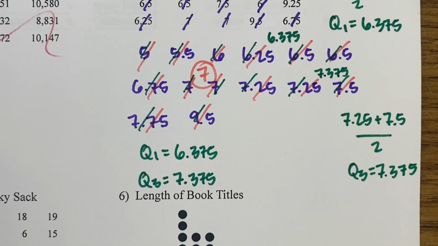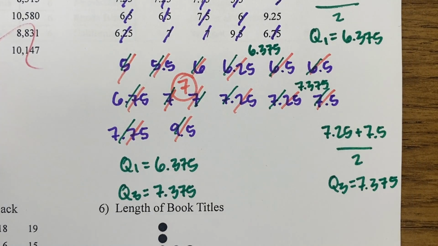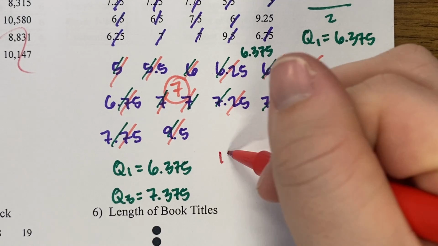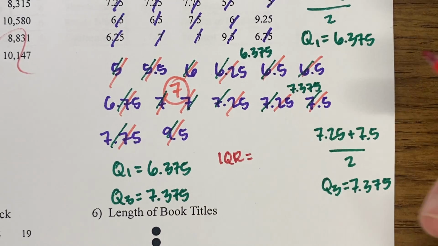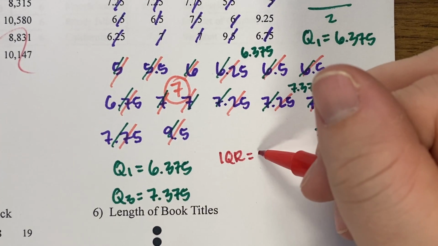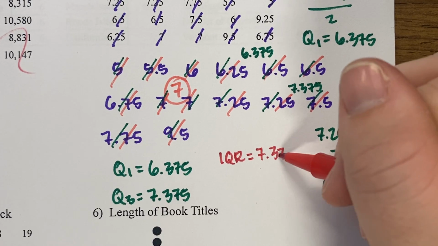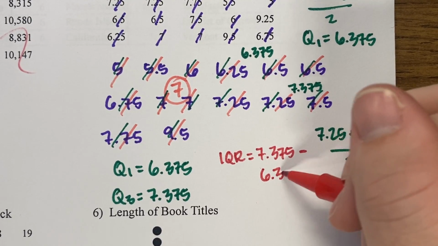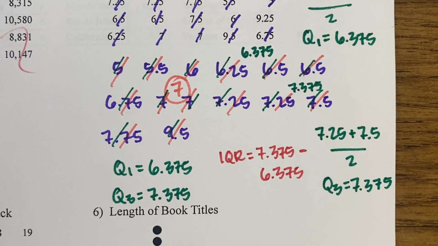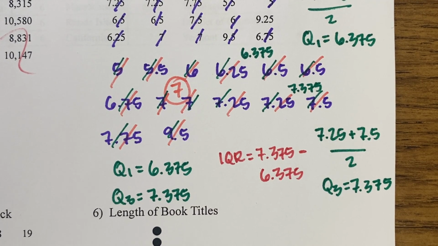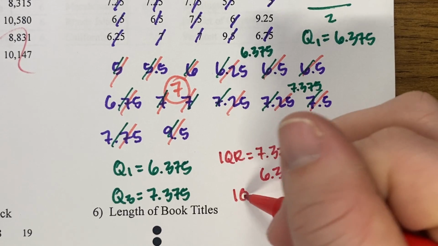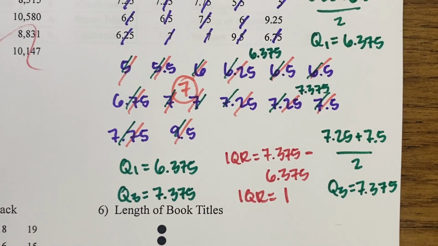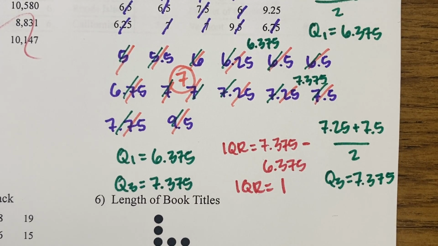Okay, and now we just need to find our IQR. So our IQR is going to be our upper quartile, 7.375, subtract our lower quartile, 6.375. And that is going to be a nice, pretty 1. And there we go.